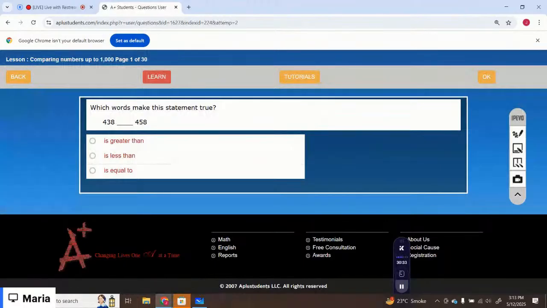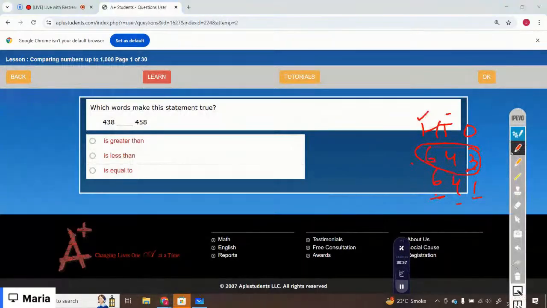Which words make the statement true? 1, 10, and 100, 438, 450. So just start with the 100 digit. They both are exactly equal.